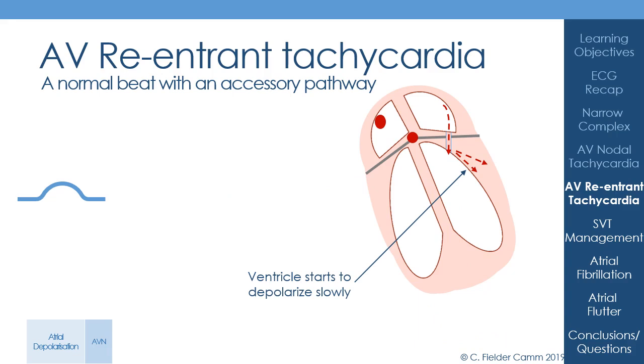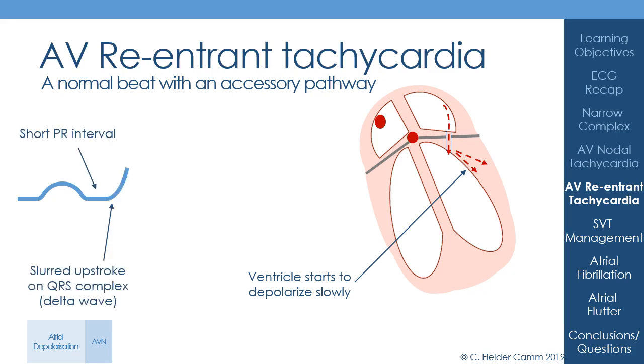So the accessory pathway ends in ventricular muscle rather than in ventricular conducting tissue. So the ventricle starts to depolarize, but it's quite slowly because it's moving through ventricular muscle tissue. So similar to how we talked about the signal being much slower in bundle branch block as it tries to get through the muscular tissue rather than the conducting system.